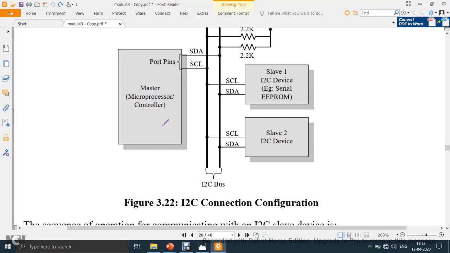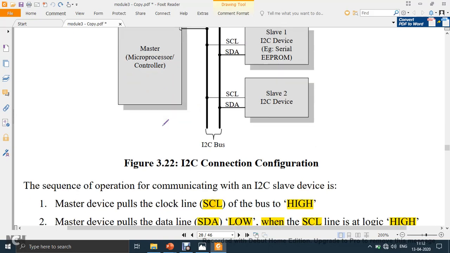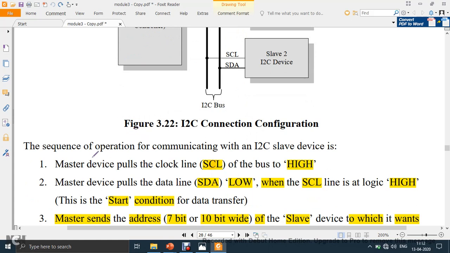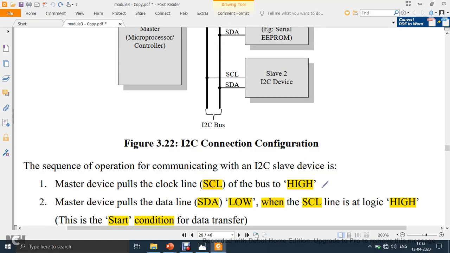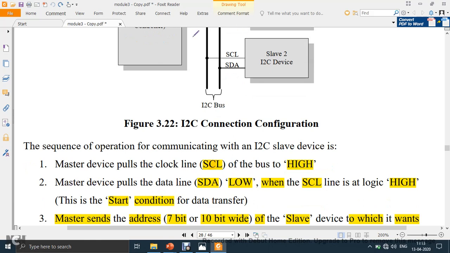So how does the data communication start or initiate? There is a particular sequence of operation for that. What is the first step? The master device pulls the clock line SCL of the bus to high. So already SCL will be high. Then what will happen? The master, the microcontroller or processor device, pulls the data line SDA low when the SCL line is at high. So this marks the start condition.